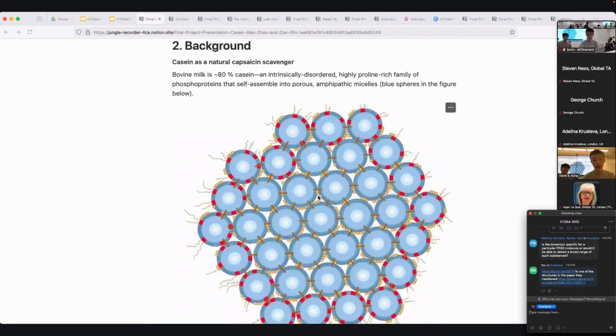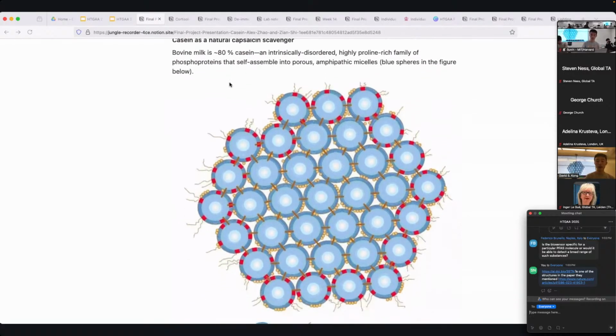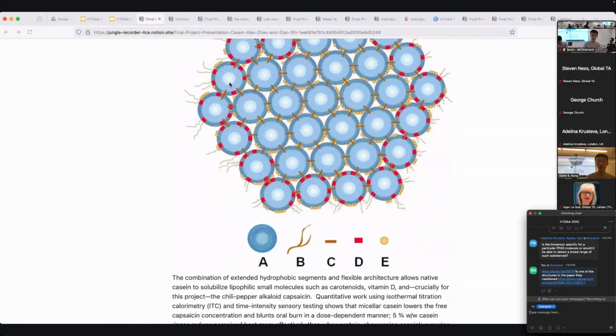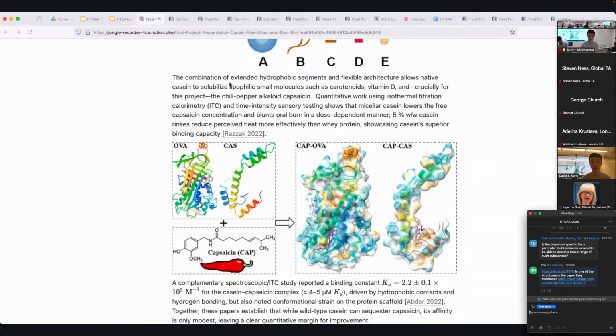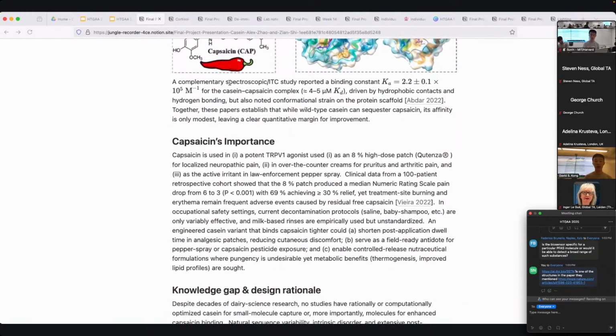So I can talk a little bit about the background. Why capsaicin and casein are important. Casein is a milk protein found in bovine milk, and many of us know that it can help mitigate spiciness. But capsaicin is not just about spiciness. Capsaicin has three main important applications right now. First, it is very important for chronic pain. It helps with pruritus and arthritic pain, and also, in recent situations, police use pepper sprays, which can lead to a huge proliferation of pepper sprays, and this can be very dangerous for communities.